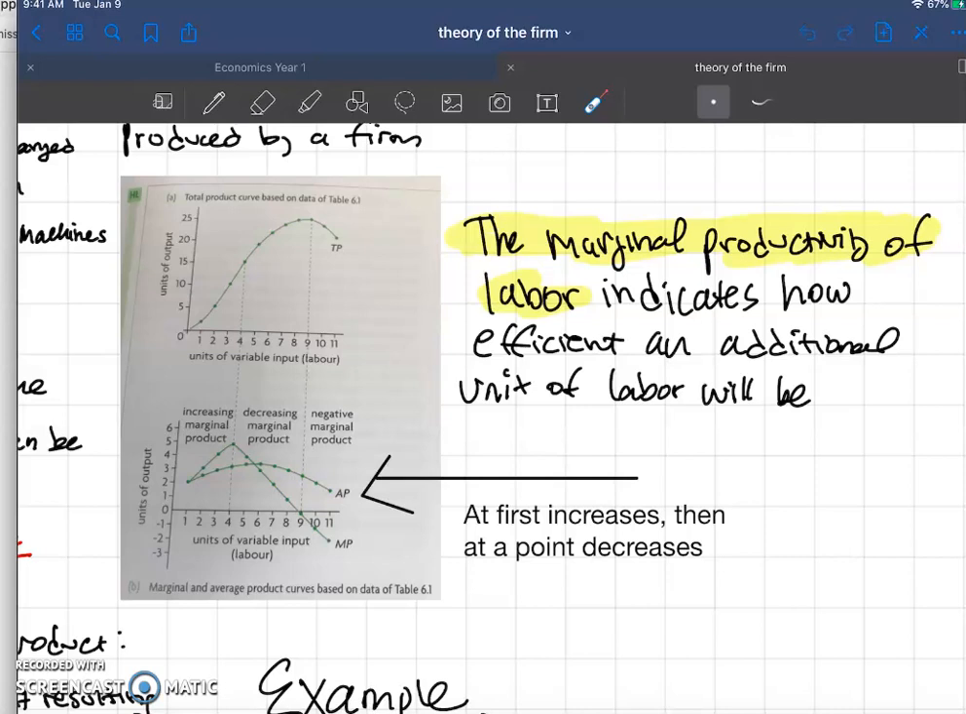So what these diagrams help us to understand is marginal productivity of a variable input. We typically think of labor when we think of a general input. The marginal productivity of labor is indicating how efficient an additional worker can be. We see that we have at first increasing marginal product, then decreasing marginal product, and finally a negative marginal product. In other words, a law of diminishing returns essentially states that at first it will increase, and then at a point our marginal productivity will decrease.